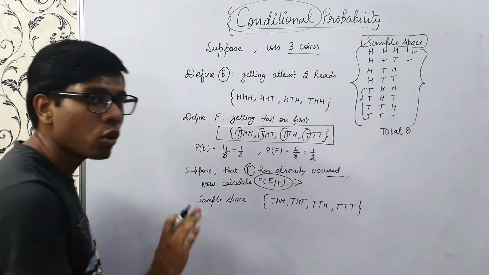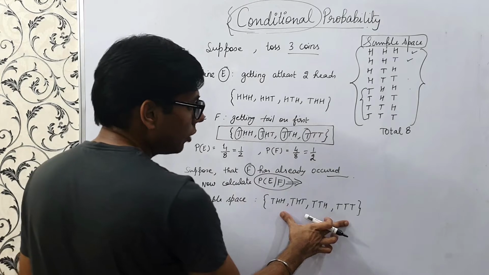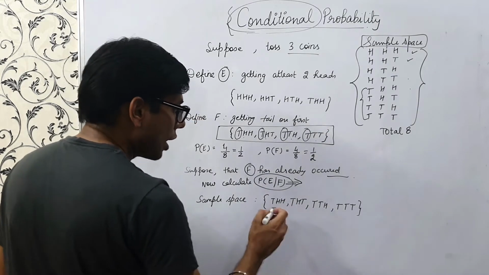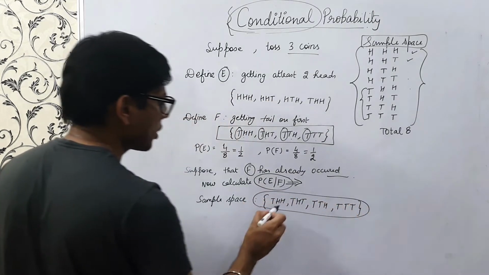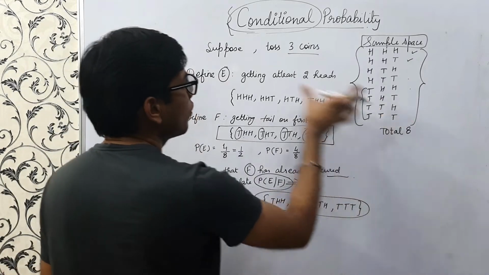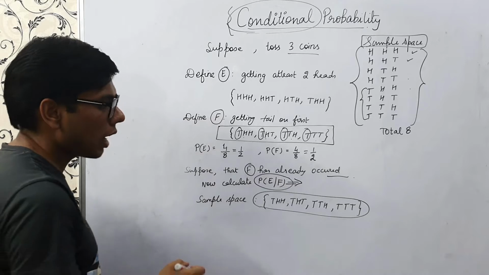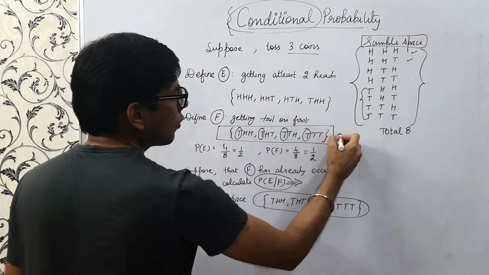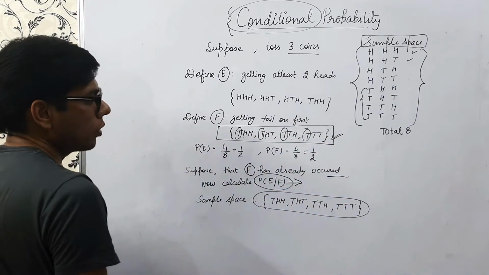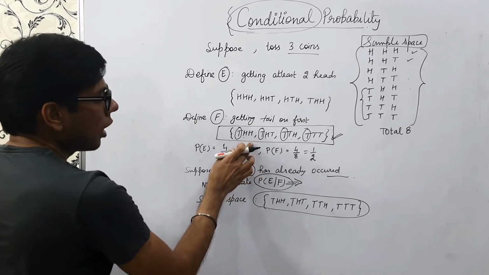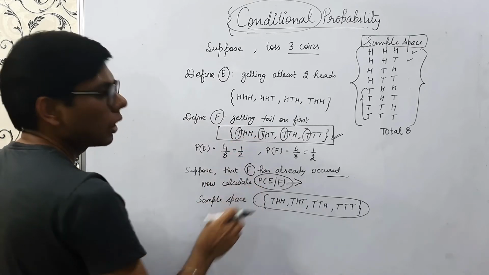We know that F has already occurred, so this is the event F. Now our sample space has become this. Earlier it was this when there was no condition. But now we know that event F has already occurred, so under event F, these are the outcomes. Out of these outcomes, we have to calculate the probability of E.